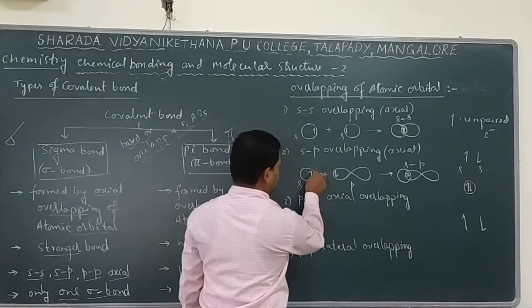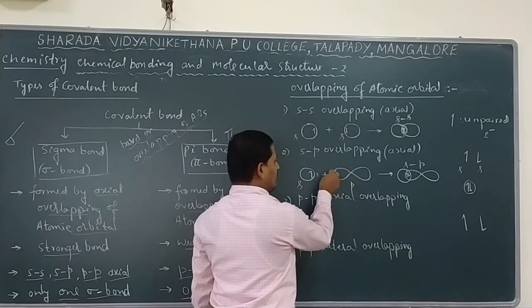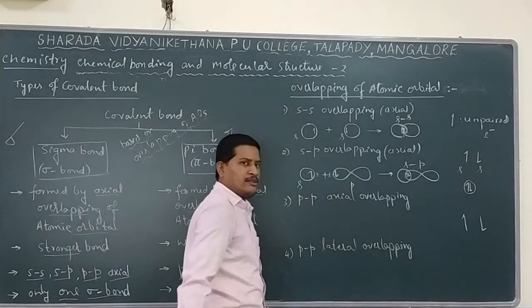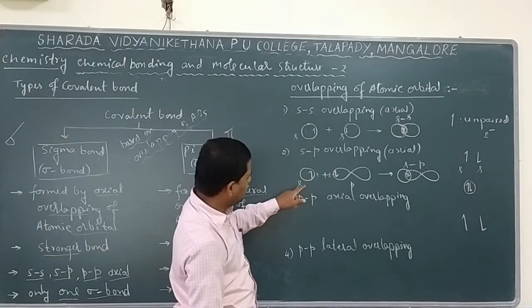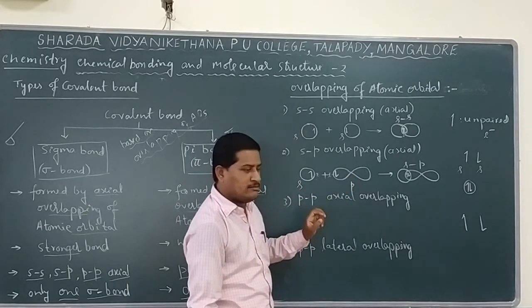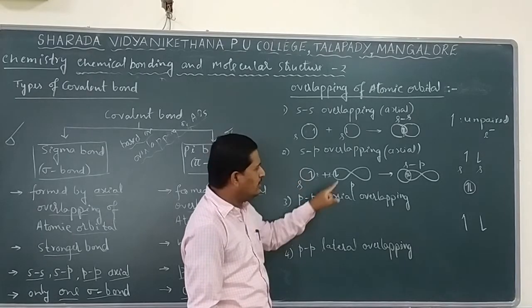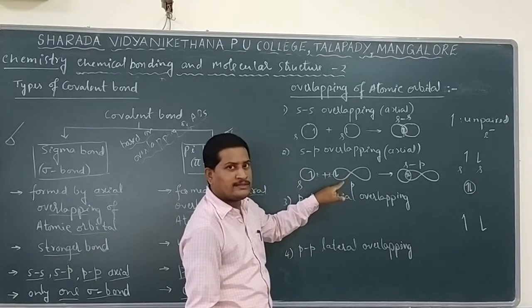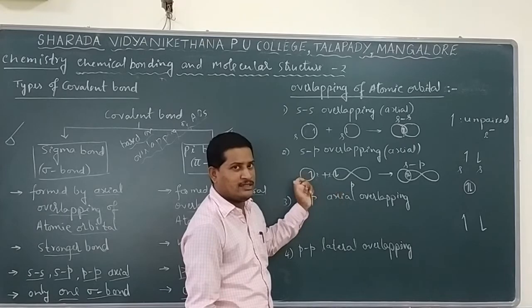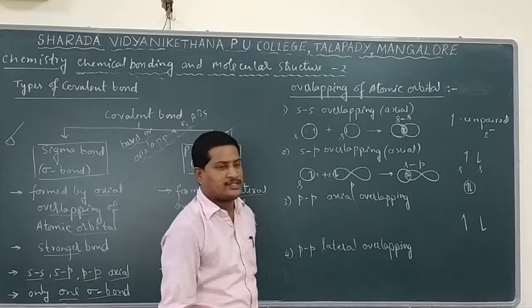Suppose the x-axis is used for the S orbital, then the P orbital must also be along the x-axis. If the y-axis is used for the S orbital, the P orbital must be along the y-axis. And if the z-axis is used for the S orbital, the P orbital's axis must be z. So the axis must be the same while overlapping in the case of an axial overlap.